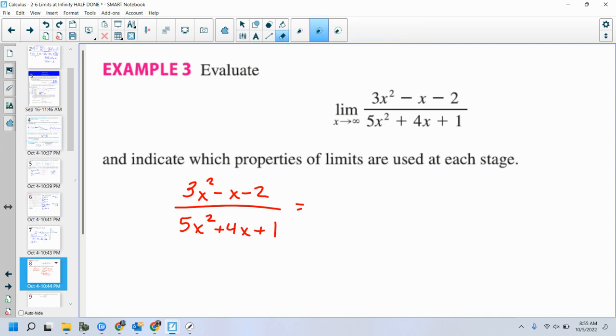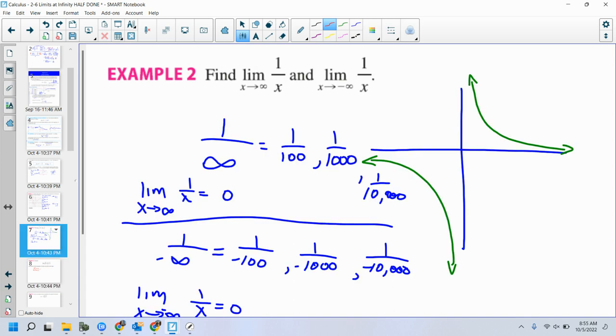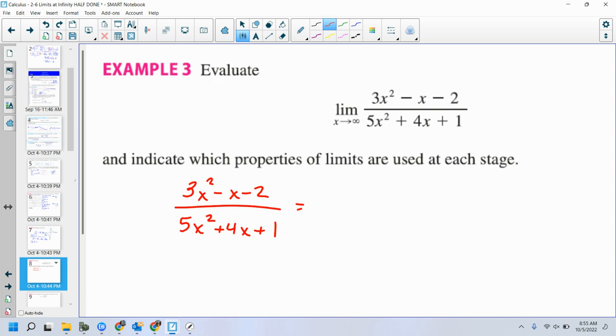We were able to evaluate using infinity because this was a function of 1 divided by x, right? So here's what we could do to manipulate it. What I want to do is divide by the highest power in both numerator and denominator. I'm going to say that again. What you want to do is divide by the biggest degree, the highest power, in both numerator and denominator. So in this case, what's my biggest power that I see? X squared. So let's divide everything by x squared.